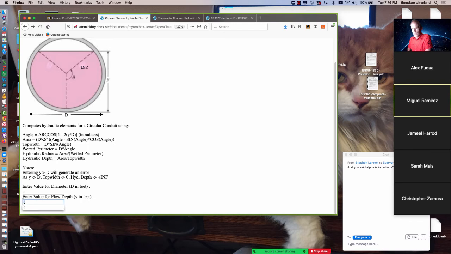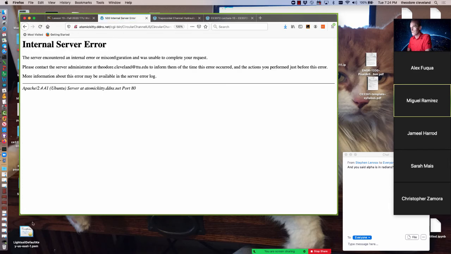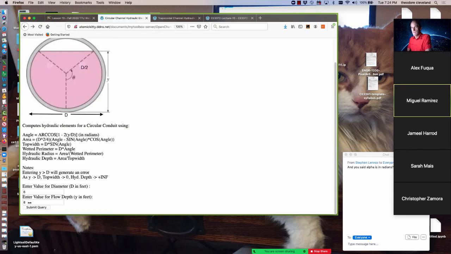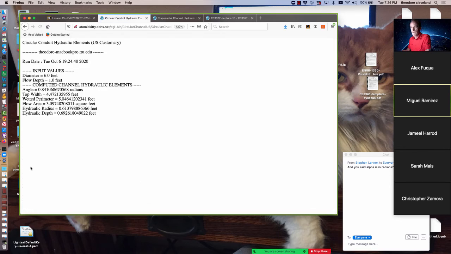And let's go ahead and make the flow depth 2 deep. So there's no error checking in the script, and if we do that, we'll get an internal server error. That usually means you entered the data wrong. So if the pipe is quite a bit not full, maybe it's flowing 1 foot deep, this is where the tool comes in handy. That would be a pain in the neck to do by hand. But we have the angle, top width, wetted perimeter, flow area, radius. We're good to go.